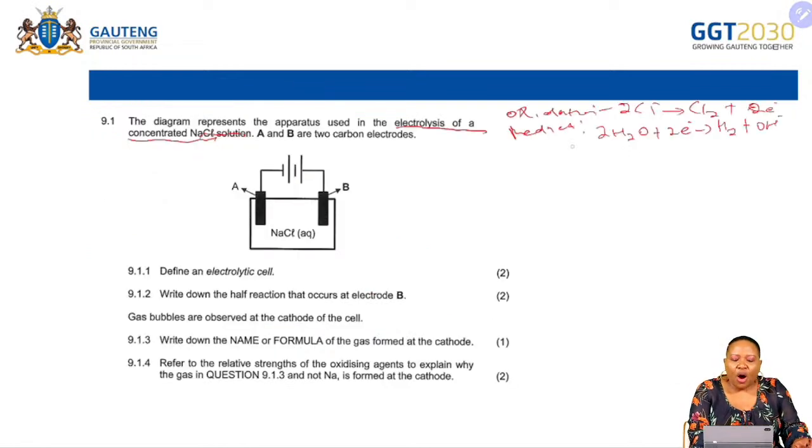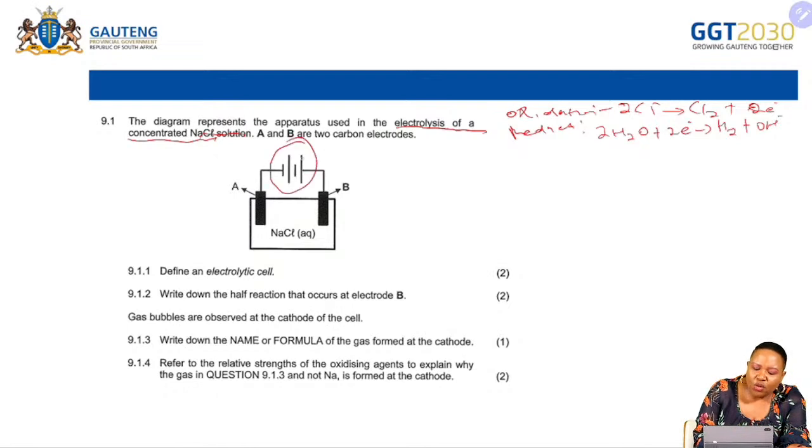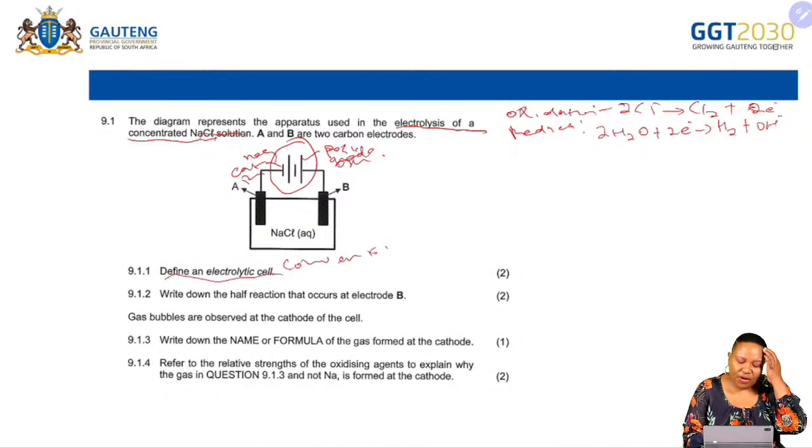Then what is happening now? You are given a cell and you know that this one is positive, this one represents negative. So we know that this one is the anode side and this one is the cathode side. So this is where oxidation occurs, and this is where reduction occurs. So they're saying define electrolytic cell. You will define it in terms of energy conversion, where you say it converts electrical energy to chemical energy.